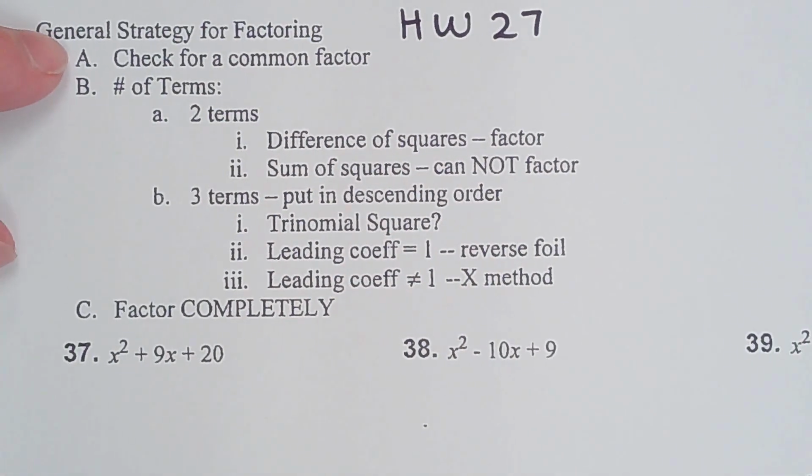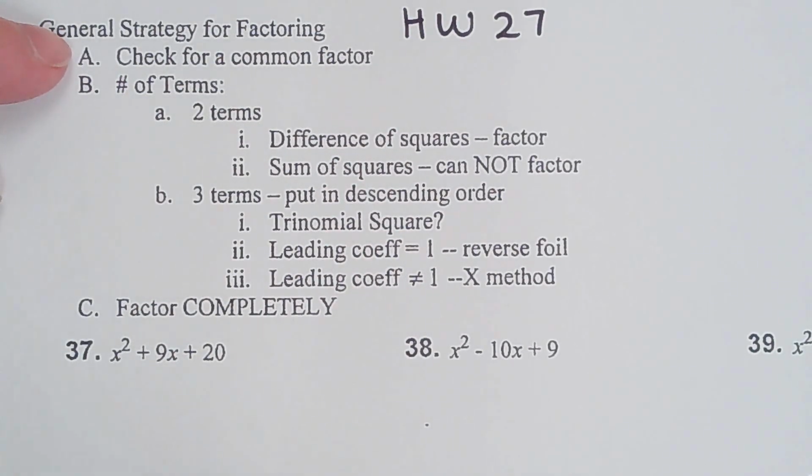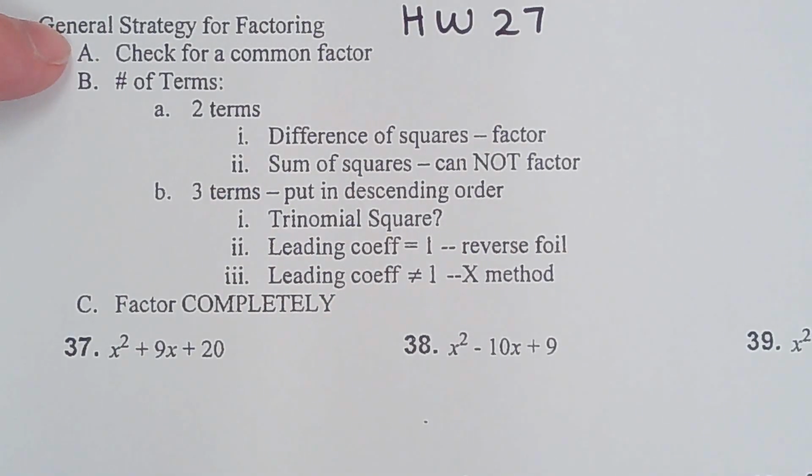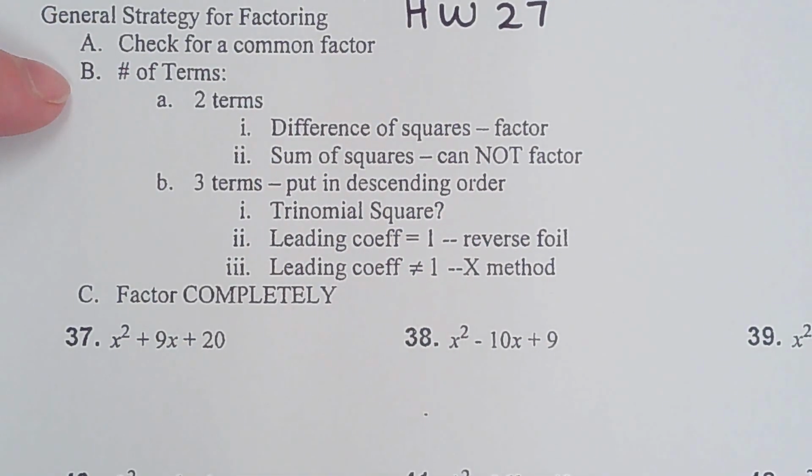First thing, check for a common factor. That means if there's any numbers or variables that are common between terms, you need to pull that out first. Okay, that will make the problem so much easier. Okay, then you're going to look at the number of terms.